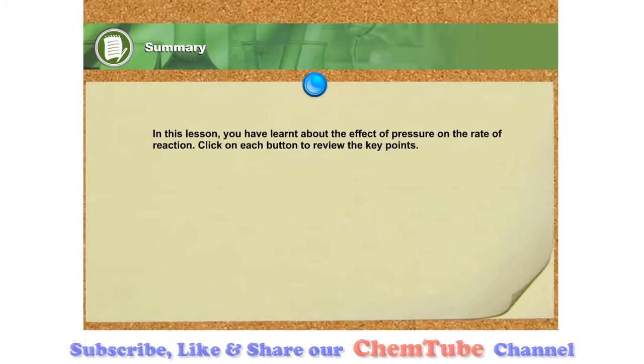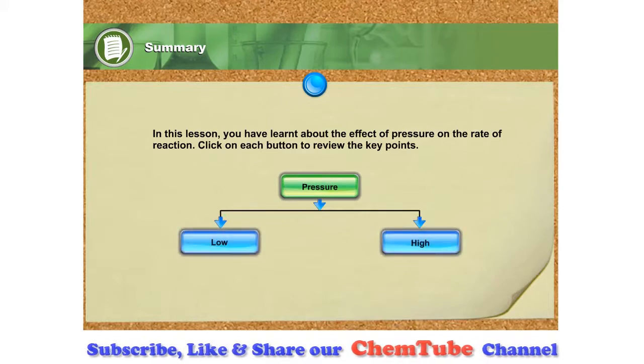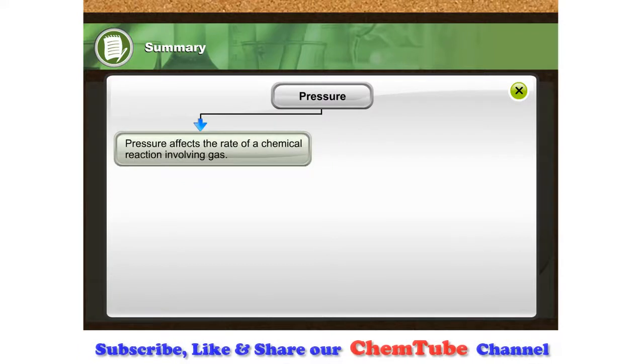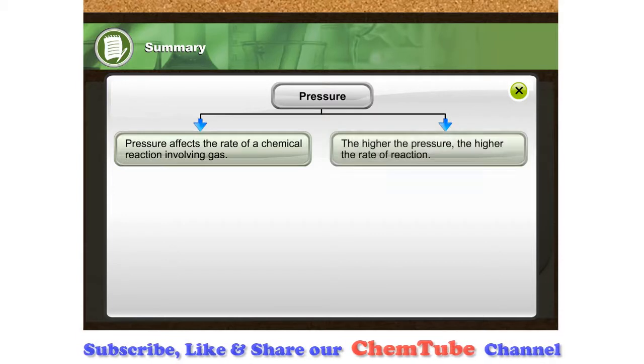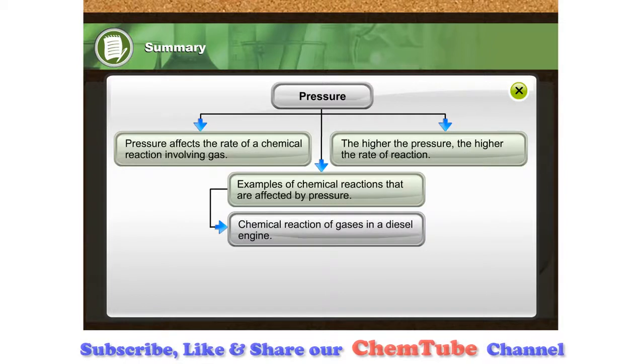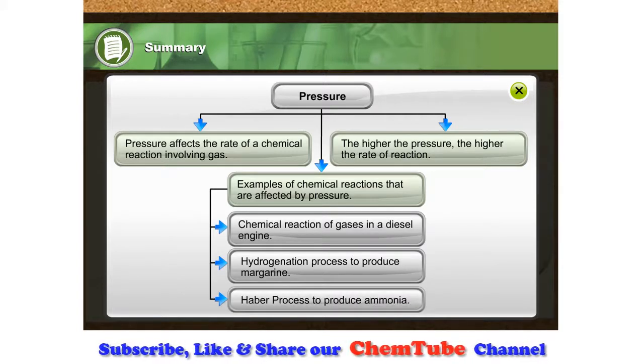In this lesson, you have learnt about the effect of pressure on the rate of reaction. Click each button to review the key points. We have learnt that pressure affects the rate of a chemical reaction involving gas. The higher the pressure, the higher the rate of reaction. Examples of chemical reactions that are affected by pressure are chemical reactions of gases in a diesel engine, the hydrogenation process to produce margarine, and the Haber process to produce ammonia.